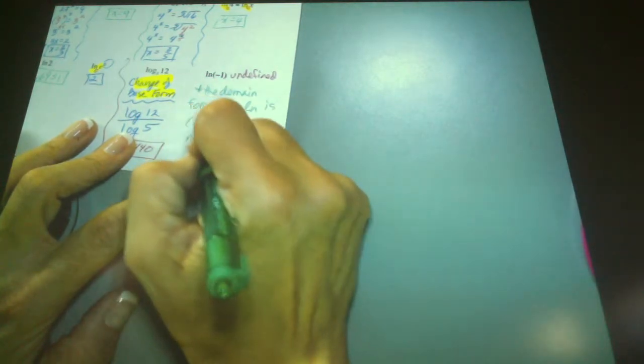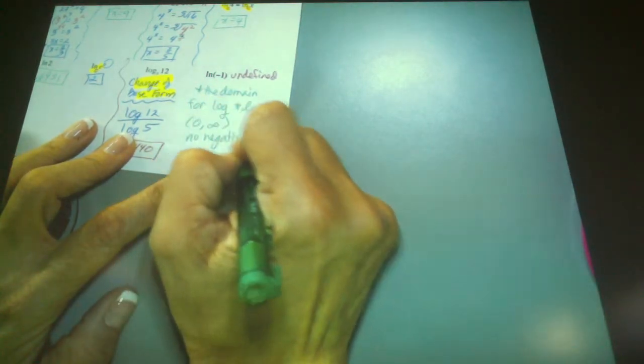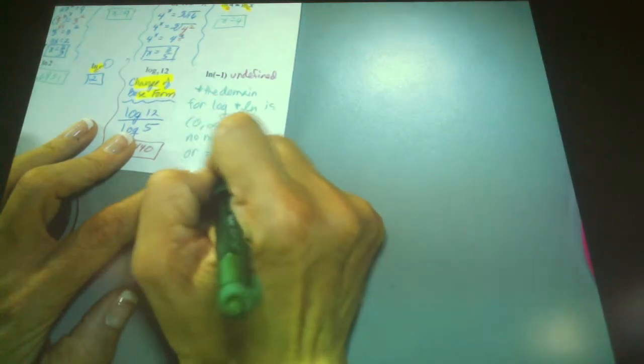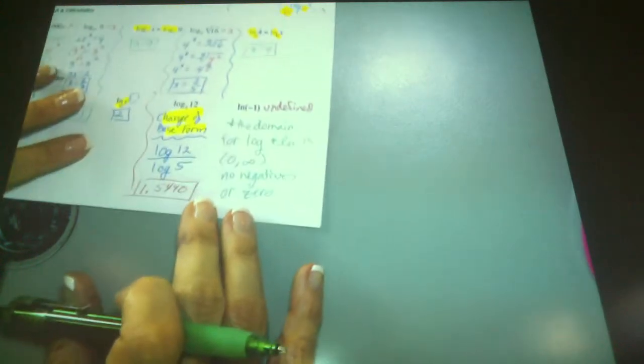So no negatives or 0. The only time that you can input negatives or 0 in for x in a log or natural log expression is if the equation's been transformed and the value is still positive. So, for instance, we're going to look at some problems that reflect that.